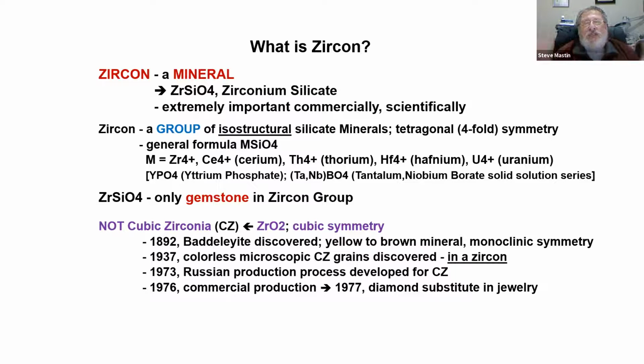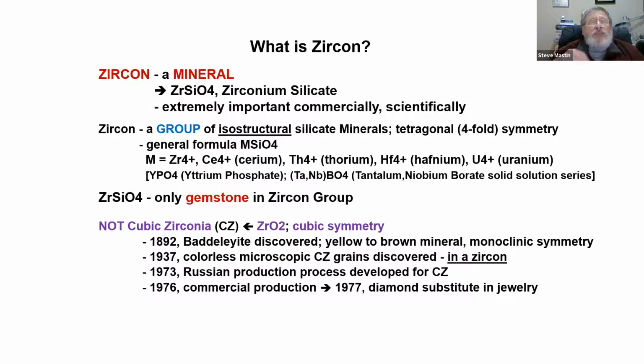And that sounds like a pretty straightforward kind of question, but it's not. And so I've been talking about zircon as a gemstone, and it's a mineral, zirconium silicate. But as I said, it's extremely important both commercially and scientifically, even though I'm not going to talk about it. But zircon, as part of its schizophrenia, is also the name of a group of minerals. And so it has 2 different uses depending on what you're talking about.